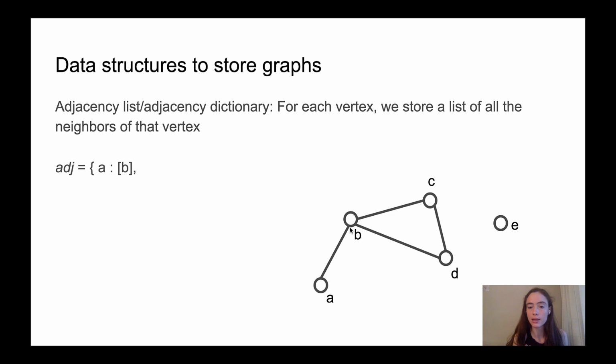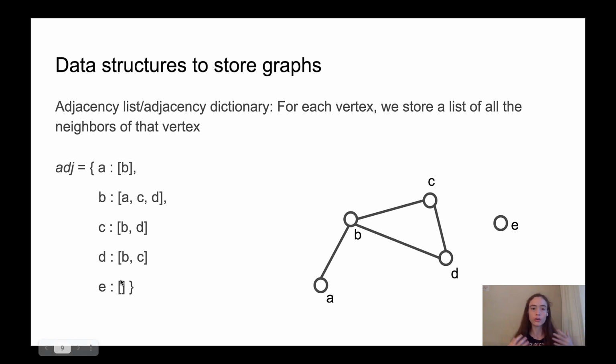So the only neighbor of A is B. B has three neighbors, A, C, and D. C has two neighbors, D has two neighbors, and E doesn't have any neighbors, so it would have an empty list. So you can have this data structure in your mind when we're talking about the algorithms. You can see that it's really easy to find the neighbors of any given vertex, but we don't get a larger scale representation of the structure of the graph from this data structure.